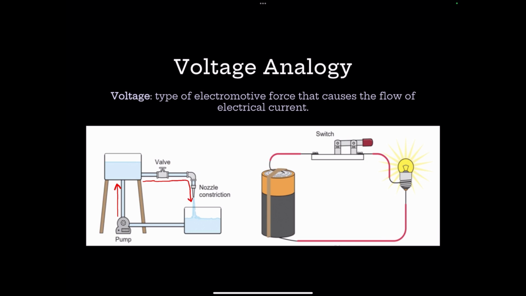On the right, the battery is forcing the electrons to flow through the wires. If the switch is turned off, the electrons will stop flowing. If the switch is turned on, the electrons will continue to flow to power on the light bulb.